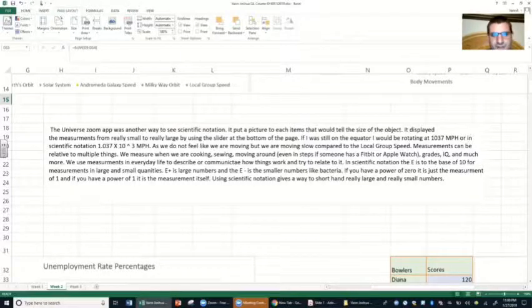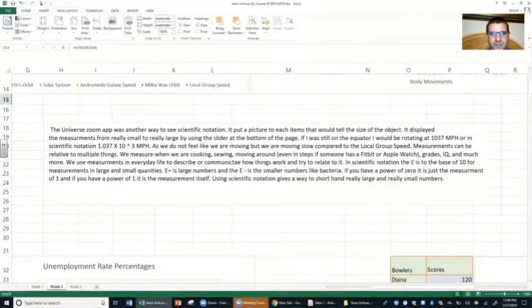We measure when we are cooking, sewing, moving around, even in steps. If someone has a Fitbit or Apple Watch, grades, IQ, and much more. We use measurements in everyday life to describe or communicate how things work and try to relate it in scientific notation. The E is the base of 10 for measurements in large and small quantities.